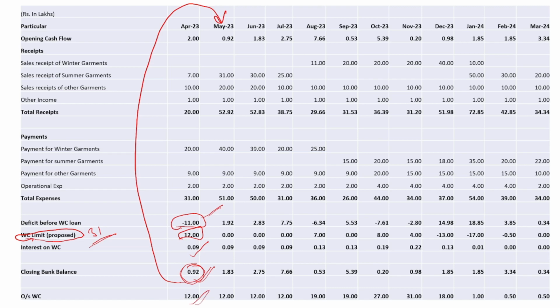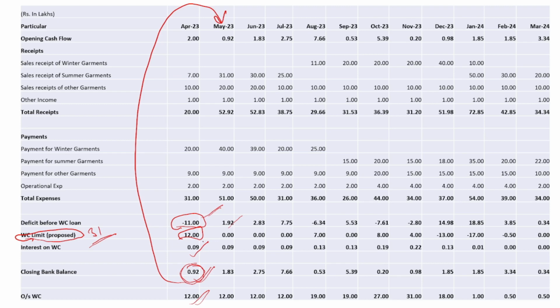Now we move forward to May 2023. In May 2023, opening cash balance will be 0.92, total receipts will be 52.92, total expenses is 51, and there is no deficit, there is a surplus. There is a surplus of 1.92.